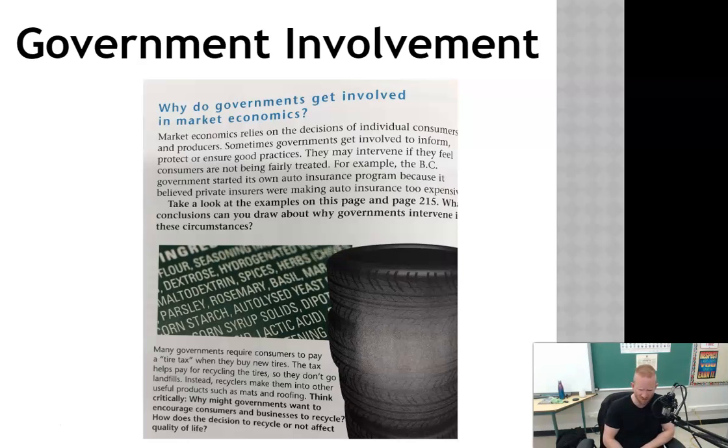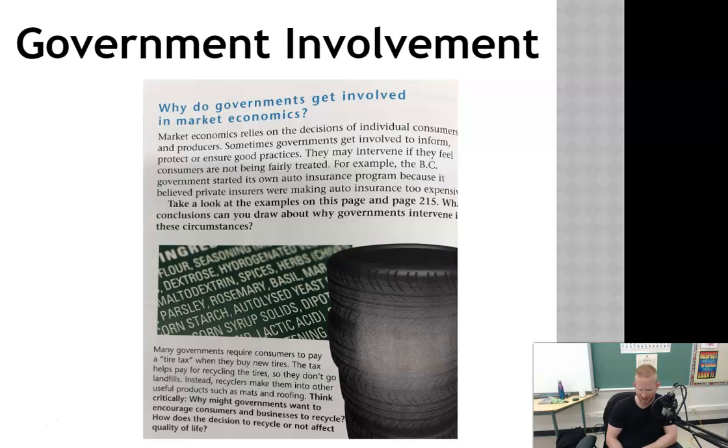So some other examples of government involvement. Market economics relies on the decisions of individual consumers and producers. Sometimes government gets involved to inform, protect, or ensure good practices. They may intervene if they feel consumers are not being fairly treated. For example, the BC government started its own auto insurance program because it believed private insurers were making auto insurance too expensive.